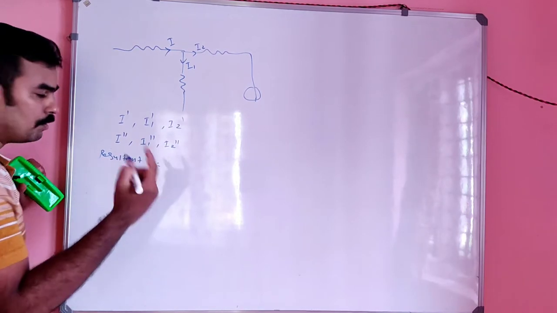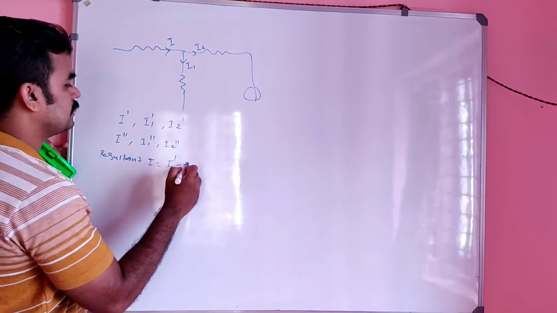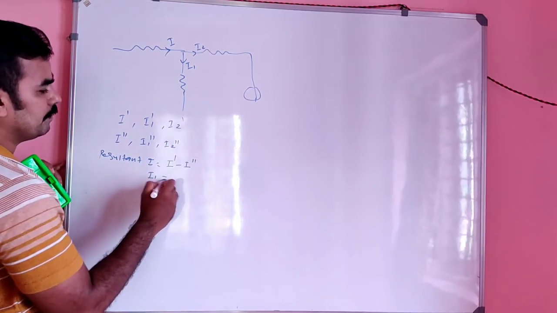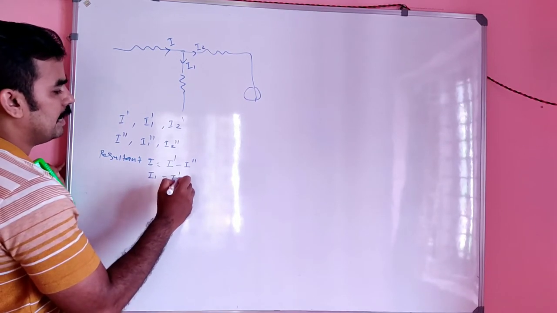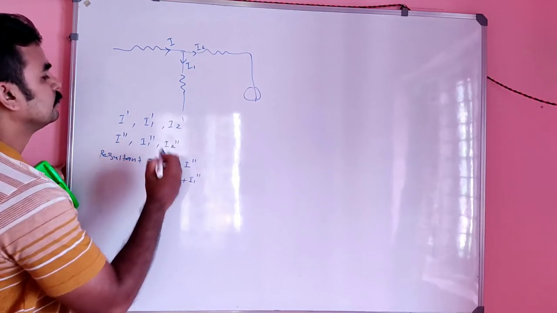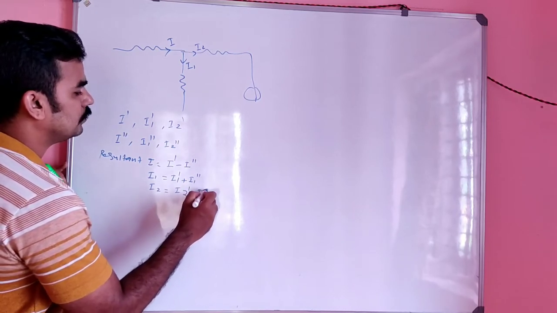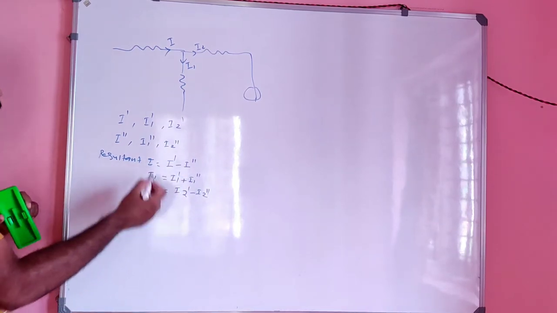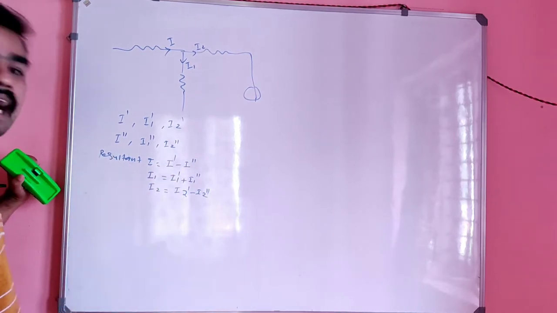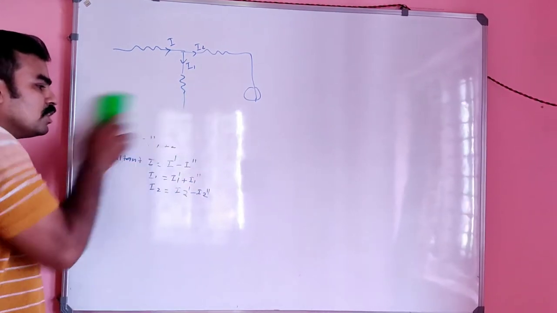So the resultant I will be, you can check in your note, I dash minus I double dash, and resultant I1 will be I1 dash plus I1 double dash, and resultant I2 will be I2 dash minus I2 double dash. So simply you can apply addition and subtraction and you will get the answer. I don't want to waste time on that arithmetic, so let's move to the next problem.